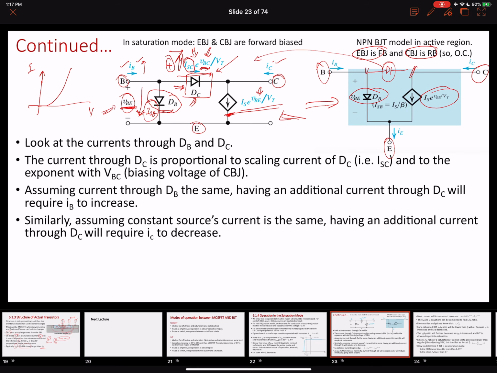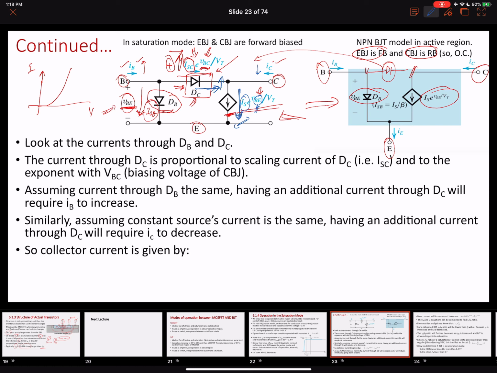Having the same thought process here, if our current through the diode DC will increase, as the collector to base junction becomes forward biased, assuming this current will remain the same, which depends on the scaling current and the base to emitter voltage that we are not changing, then with a positive increase in the current through the diode DC, our collector current will decrease to keep this current the same in this branch.